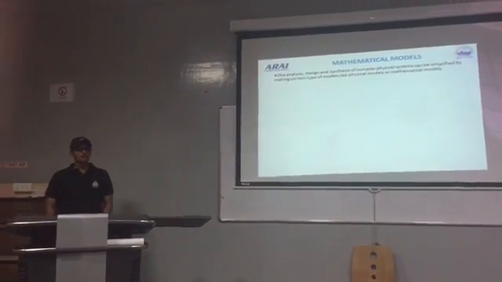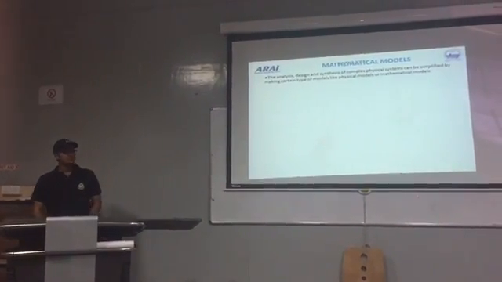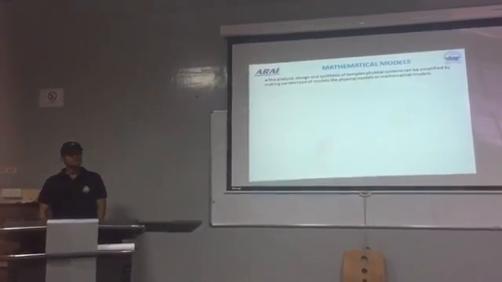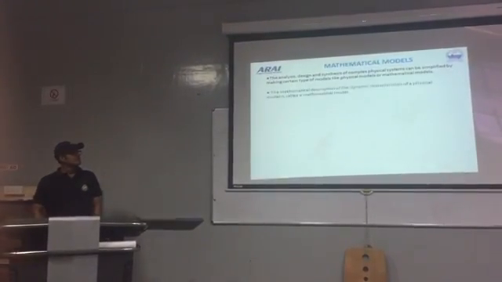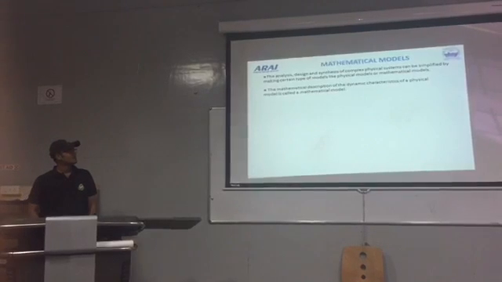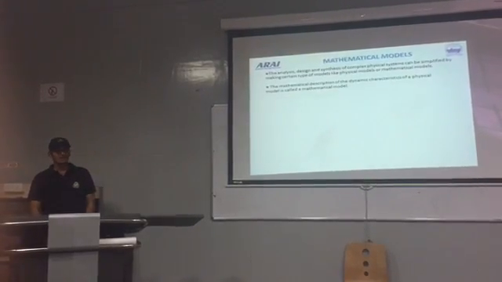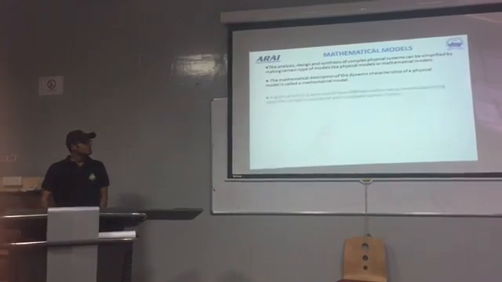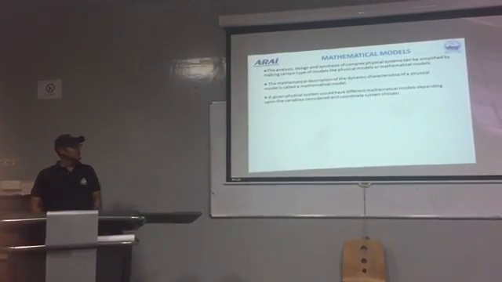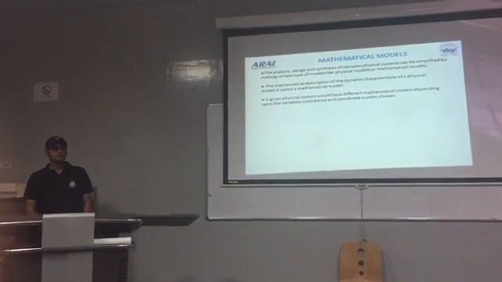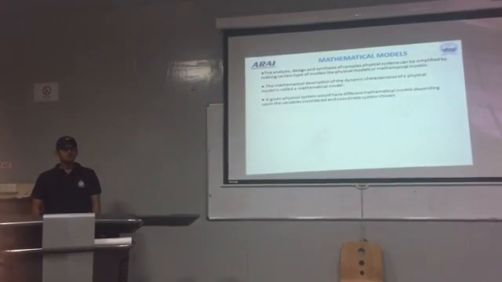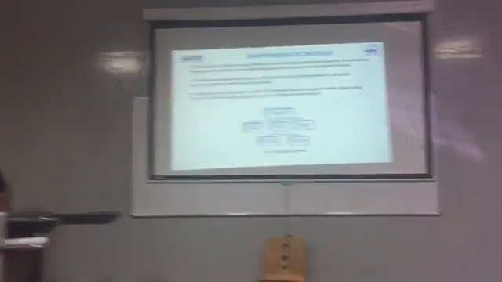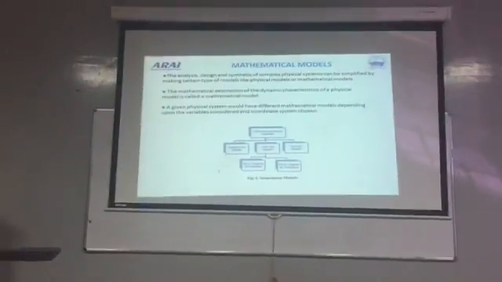Before going into mathematical models, we know that using these models, the analysis, design and synthesis of complex physical systems can be simplified. The definition goes like this: the mathematical description of the dynamic characteristics of a physical model is called a mathematical model. A given physical system would have different mathematical models depending upon the variables considered and also the coordinate systems chosen.